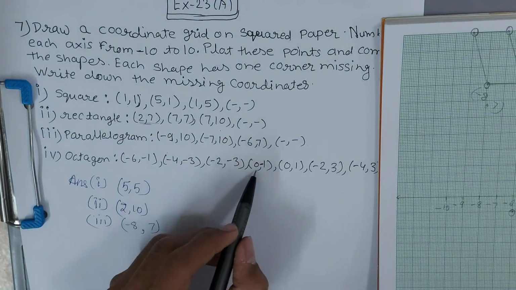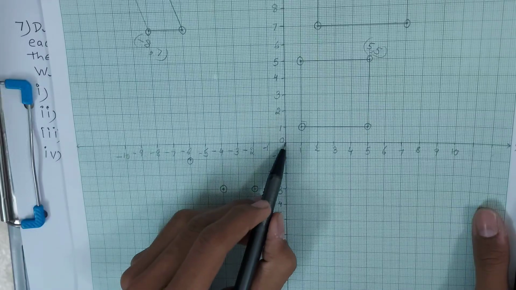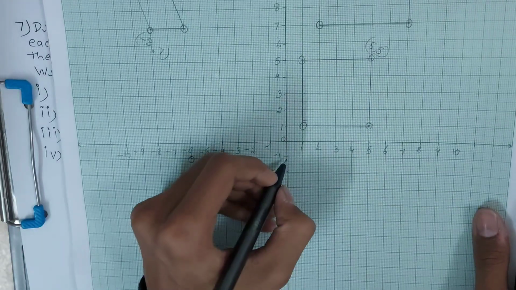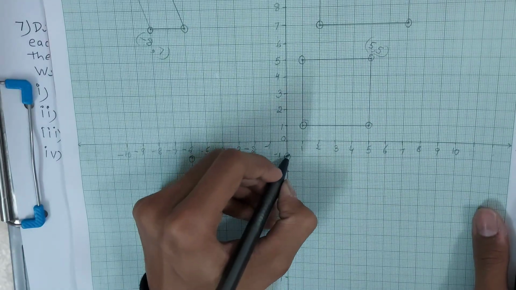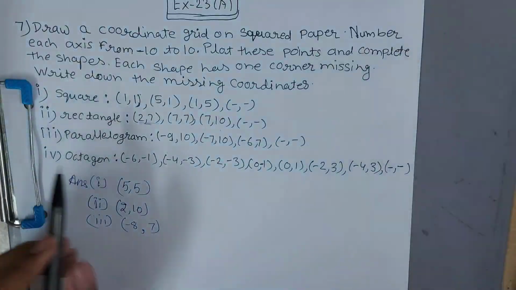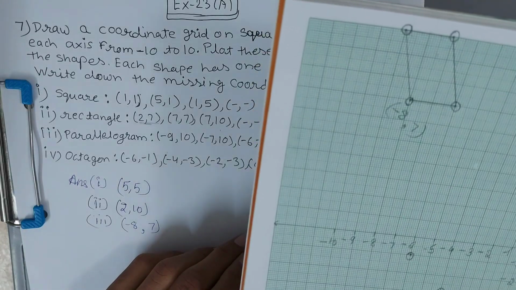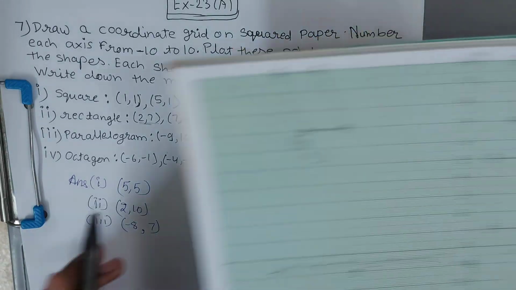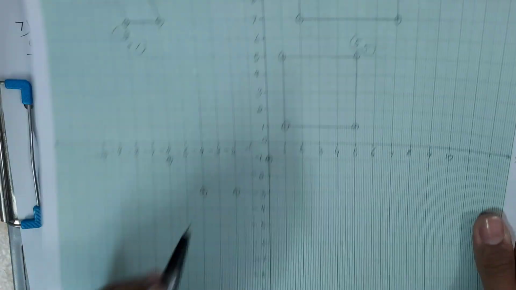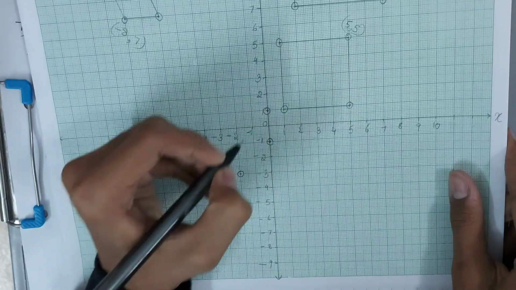Then you have 0 comma -1. Quite a simple one. 0 on the x-axis, -1. You just go below this point here. Okay, it is 0 comma -1, this one. Then you have 0 comma 1. Okay, so we have to mark 0 comma 1, 0 and 1. That will be here. Clear?